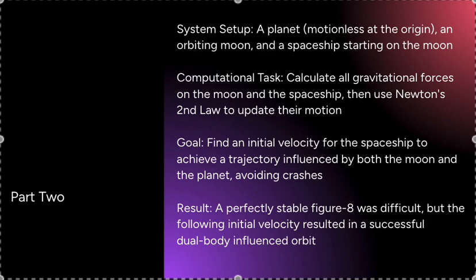The computational model calculated all the necessary gravitational forces on the moon and the spaceship. We used Newton's second law to update the momentum and position of both bodies. While the goal was a figure 8 orbit, which proved challenging, I found a specific initial velocity that resulted in a successful non-crashing trajectory influenced by both bodies, which met the lab's requirements.